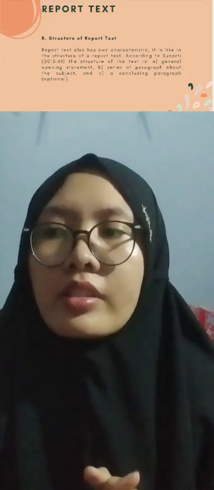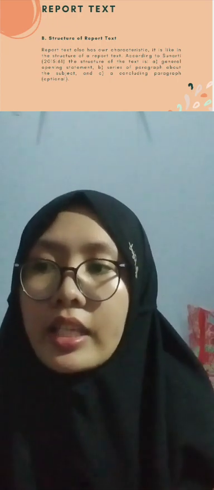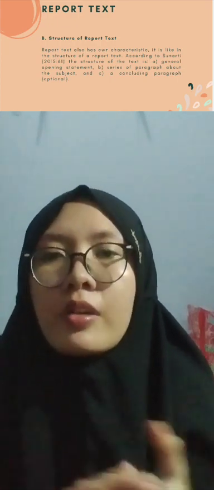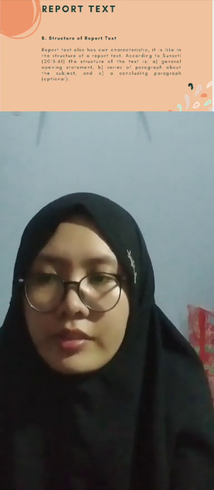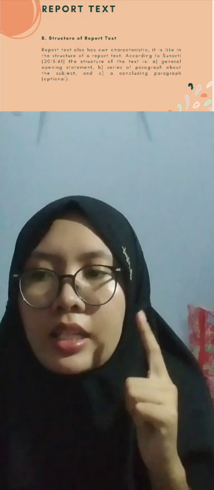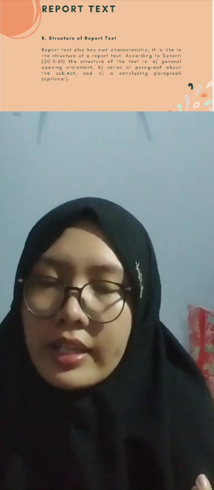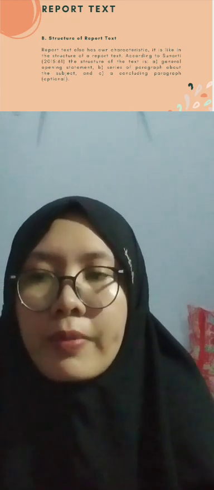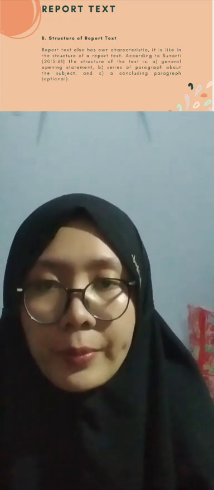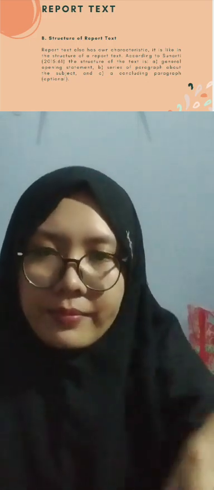And then we have the structure of report text. Report text also has its own characteristics, like in the structure of a report text. According to Sunarti, the structure of the text is first a general opening statement, and then a series of paragraphs about the subject, and the last is a concluding paragraph. This can be optional in the report text.